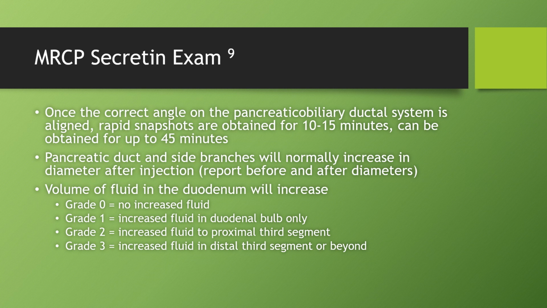So grade 0 is no increased fluid, so that's not good. Grade 1 is increased fluid in just the bulb, so a little bit of function, not great. Grade 2 is proximal to the third segment, and then grade 3 is the best, where you have increased fluid in the distal third segment or beyond. That would mean there's a normal exam.